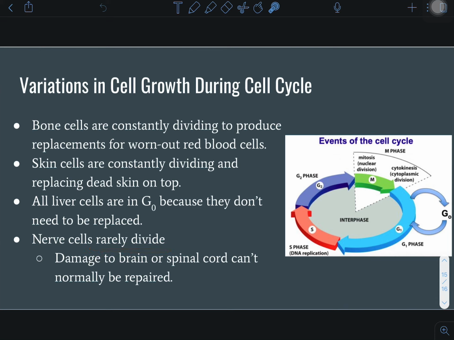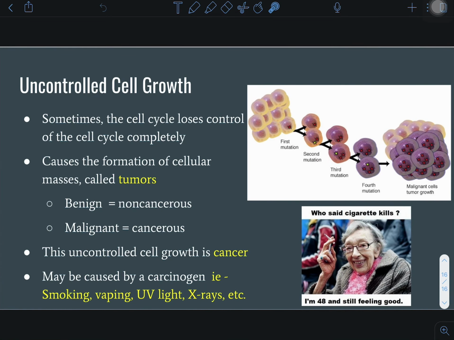Again, damage to the brain or spinal cord cannot normally be repaired. And we say can't normally, because there are some exceptions. Some work with stem cells is being done. But most of the time, if you're paralyzed, you're always going to be paralyzed. If you have brain damage, you're always going to have brain damage. So it depends on what type of cell you're talking about.